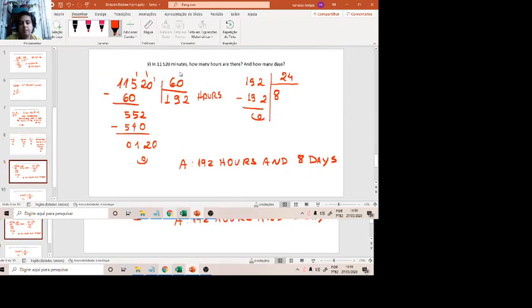Then 9. In 11,520 minutes, how many hours are there and how many days? So hours, I take the total and divide by 60. I found 192 hours, and it's an exact division. This is the quantity of hours. Now I have to see the quantity of days. One day has 24 hours, so I have to take this result and divide by 24. This gives me 8, and the remainder is 0. So I have a total of 192 hours and 8 days.